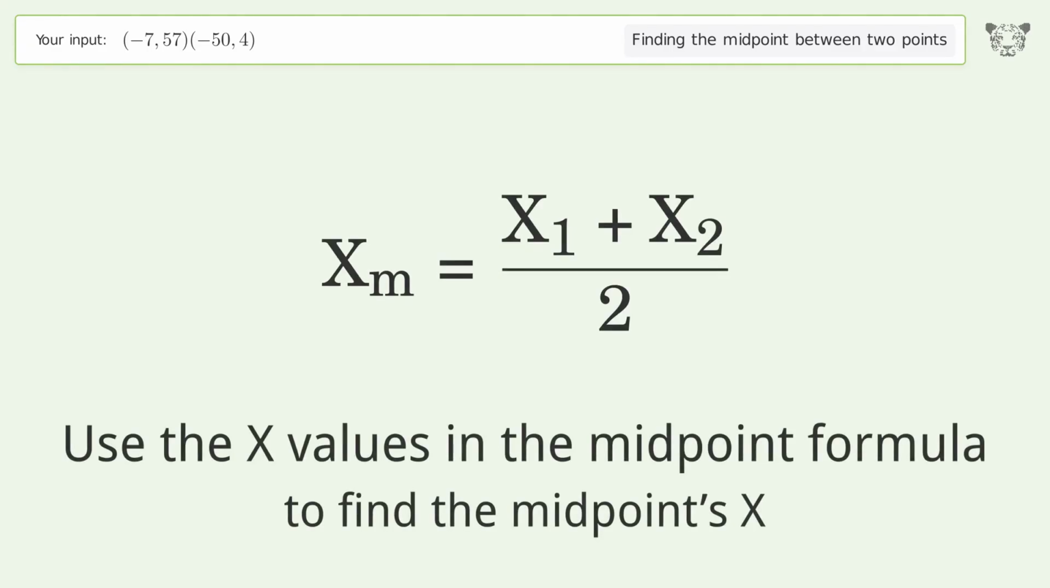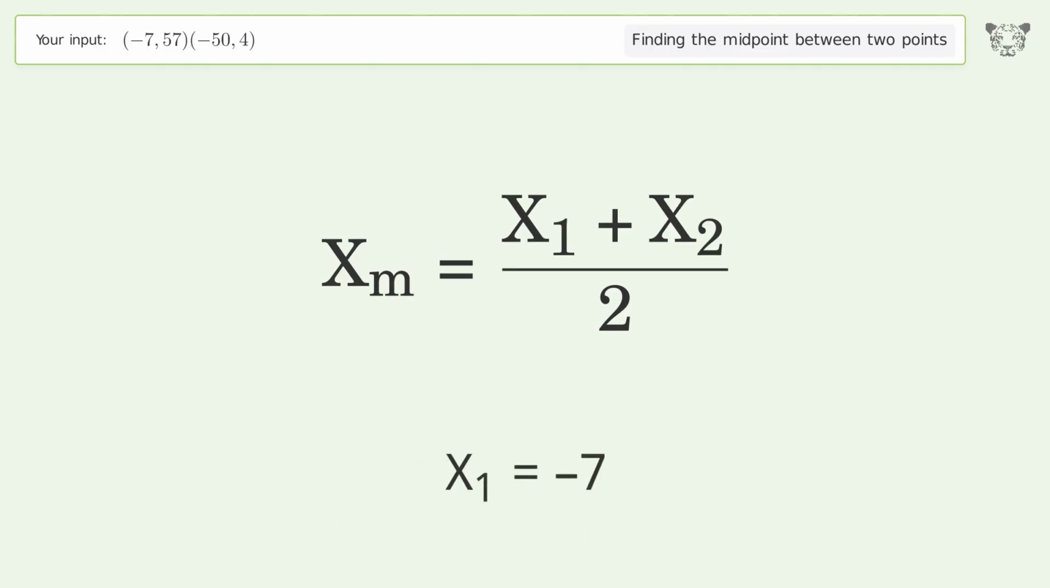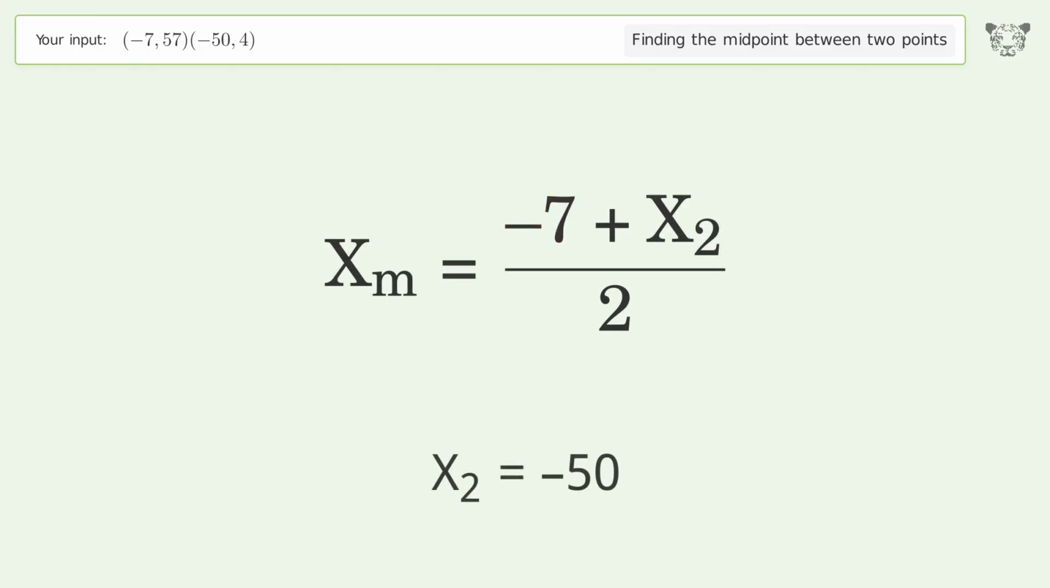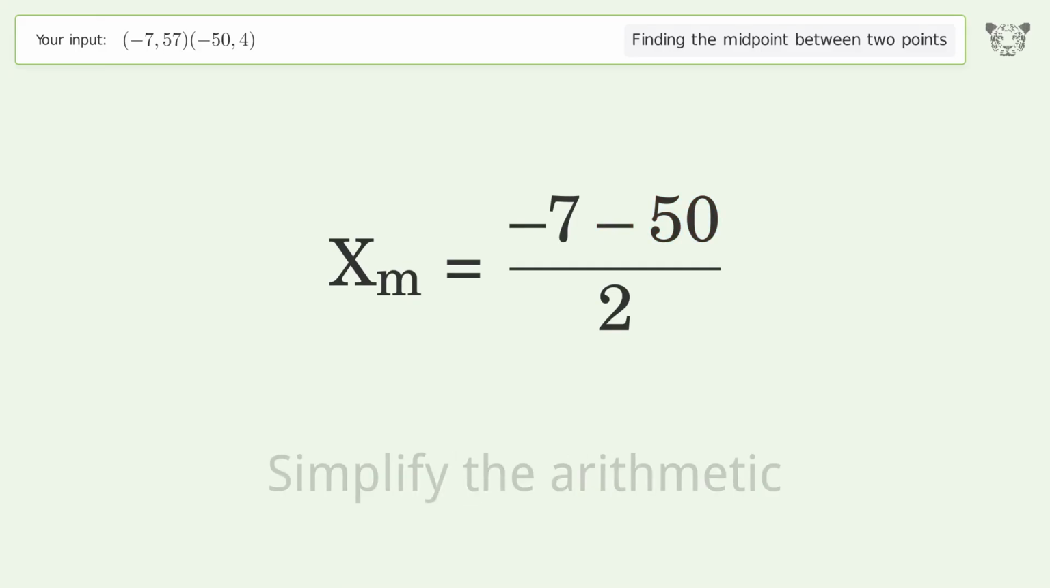Use the x values in the midpoint formula to find the midpoint's x. x1 equals negative 7. x2 equals negative 50. Simplify the arithmetic.